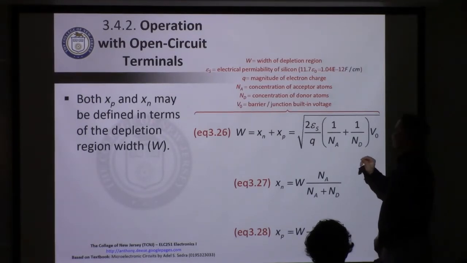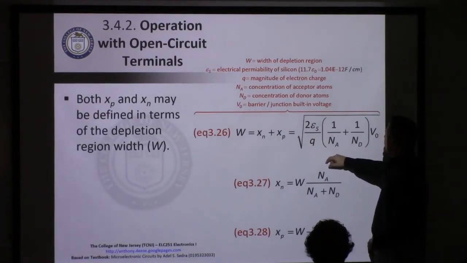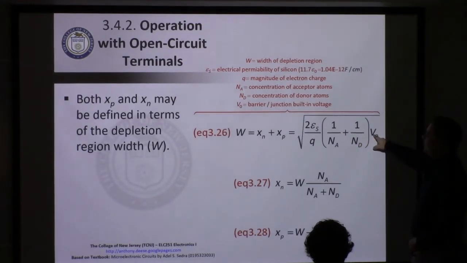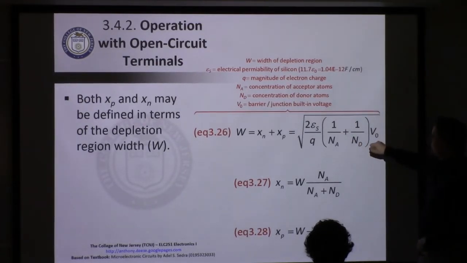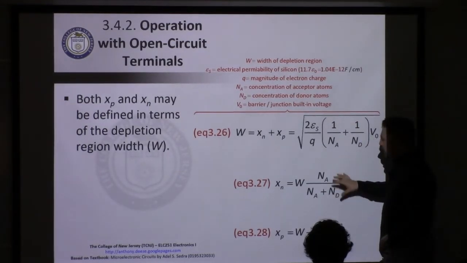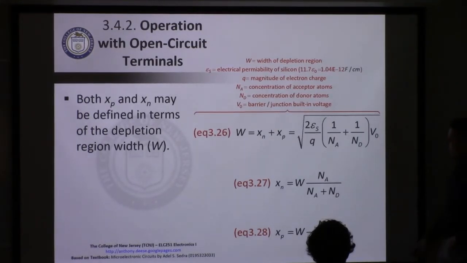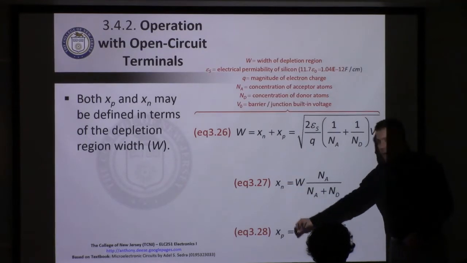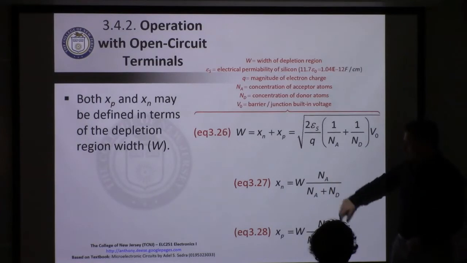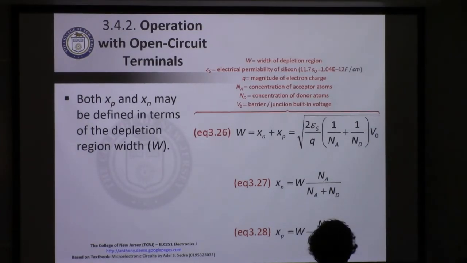No problem. So 2 times the electrical permittivity of silicon over Q, times 1 over Na plus 1 over Nd, times the built-in voltage. We can also take this version of the equation and turn it into 327 and 328 down below. All this says is that the width on the n and the p sides is proportional to W and the ratio of the doping concentration values.